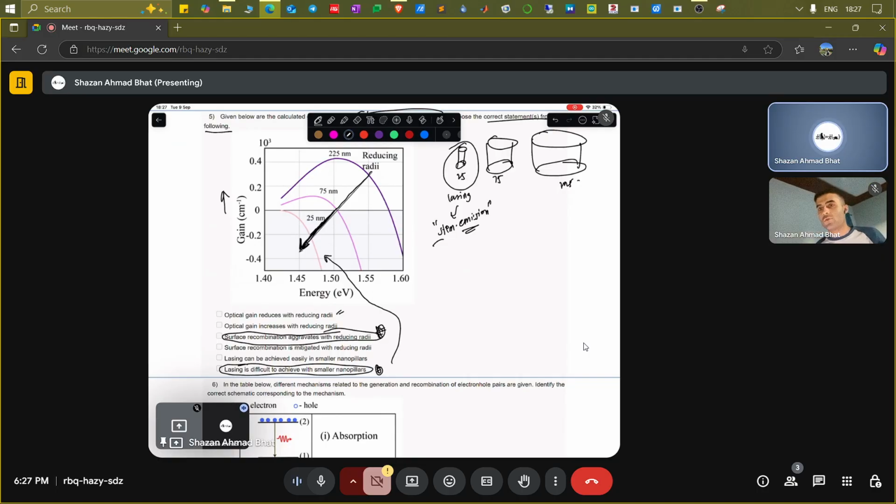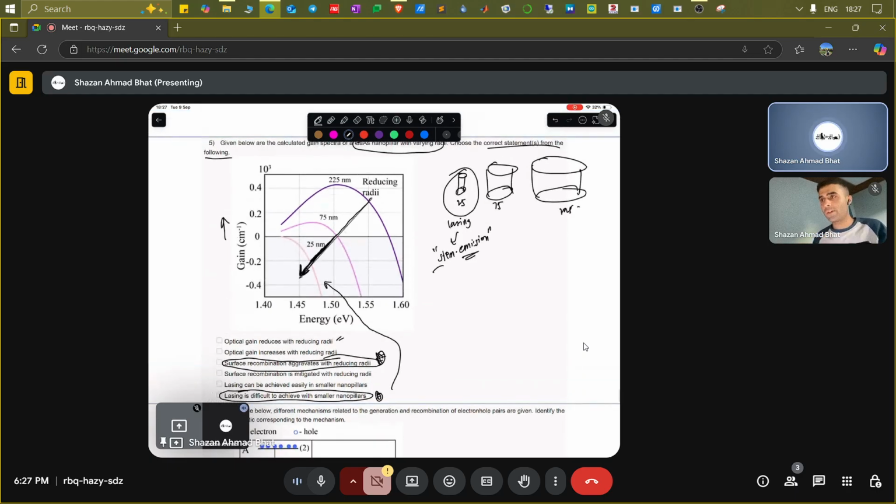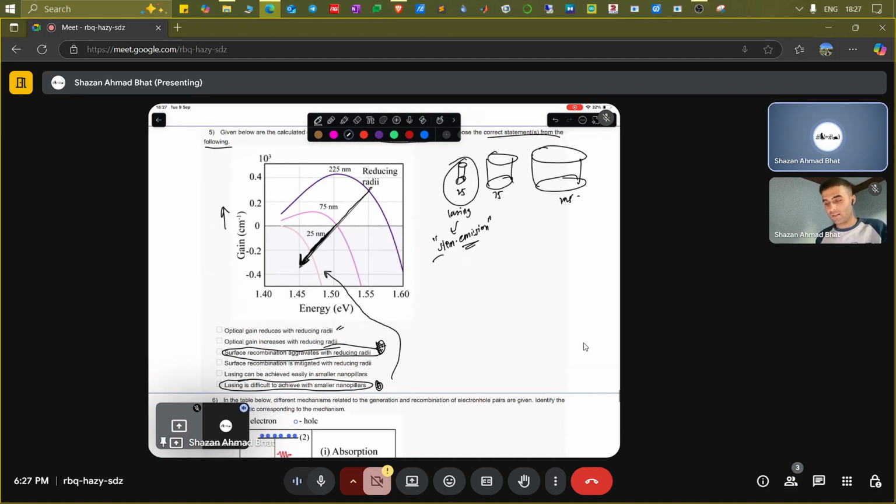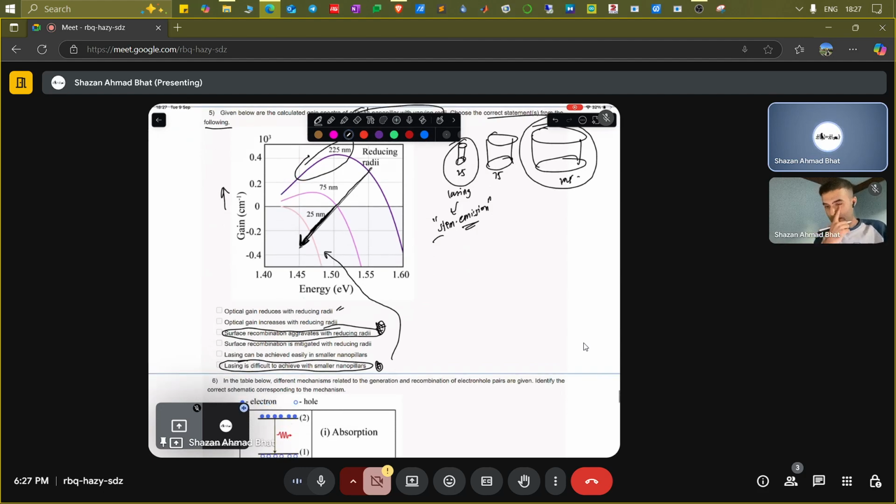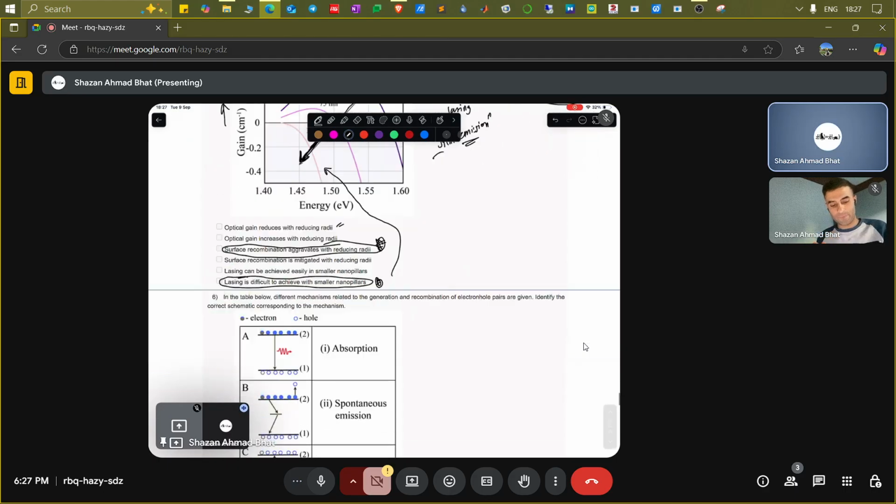Okay, so what is going to happen is that you will have a stronger probability of stimulated emission or lasing in the case of the larger nanopillars. One reason can also be seen because the gain is larger in the larger nanopillar. That's what you want for the amplification process to happen.